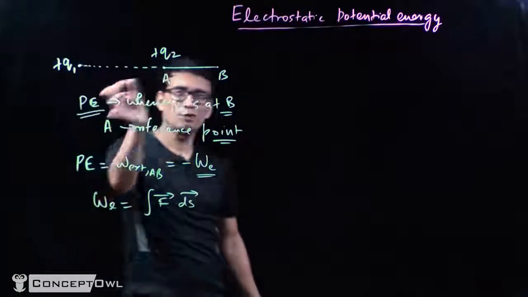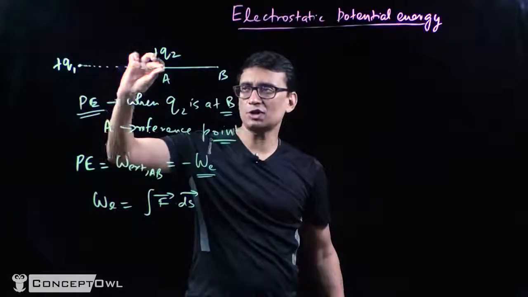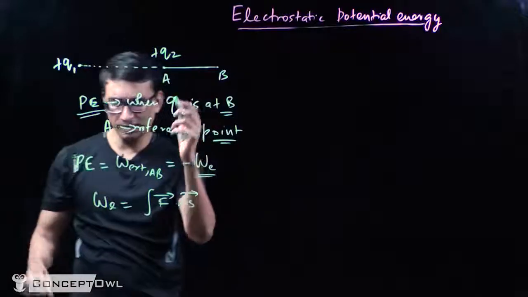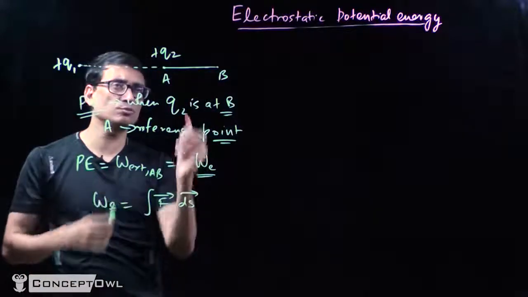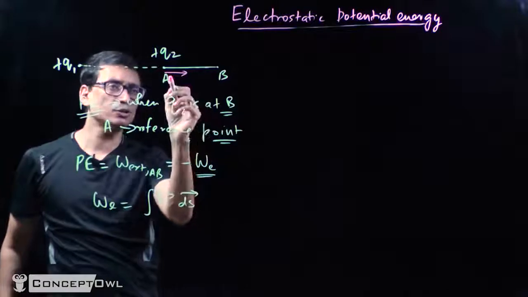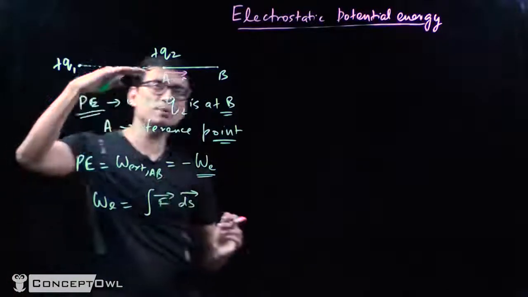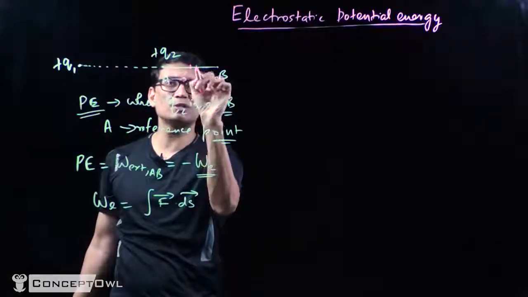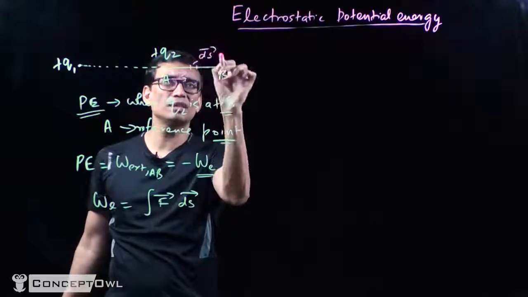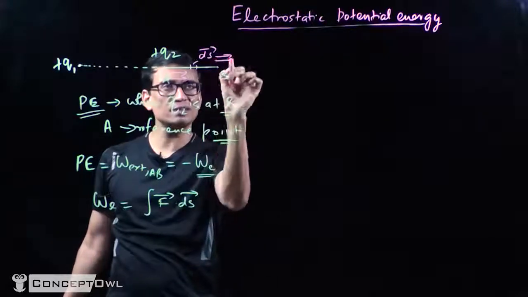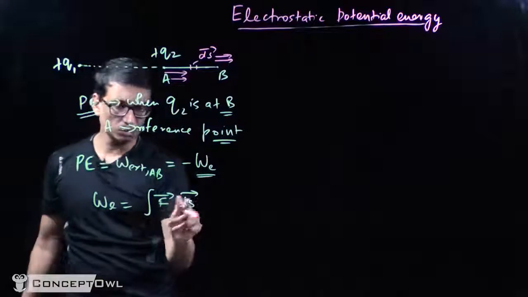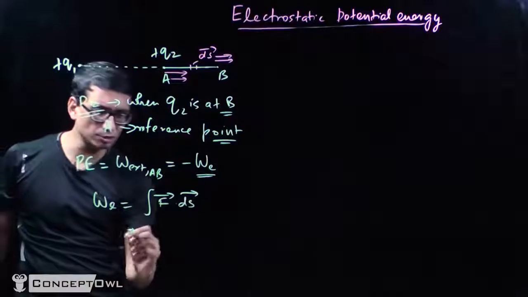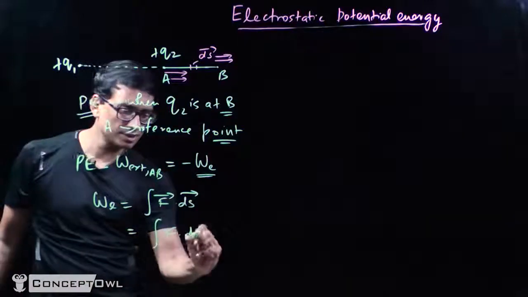For simplicity, I have taken the charge to be moving in a straight line. So what is the direction of F and ds? The direction of F is in this direction, and ds is also in the same direction, because the displacement is in the same direction. If I take any small displacement here, my ds has this direction, and the force also has the same direction. So the angle between F and ds is 0, and I can write this as the integral of F ds.